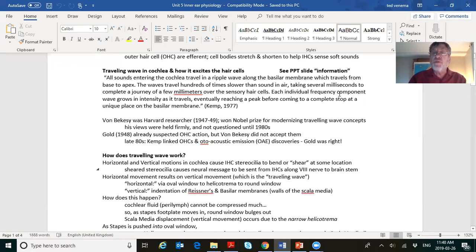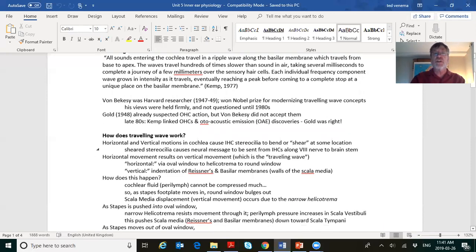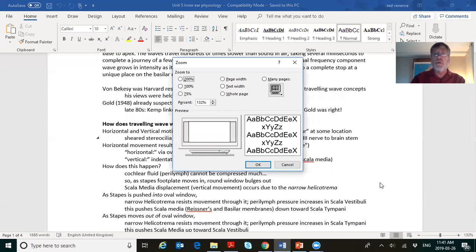Each individual frequency component wave grows in intensity as it moves up the cochlea, eventually reaching a peak before coming to a complete stop at a unique place along the basilar membrane. Remember the names here, von Bekesy, Gold, Kemp, that we talked about last week. Very important in historical development.